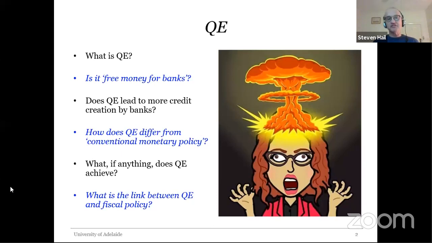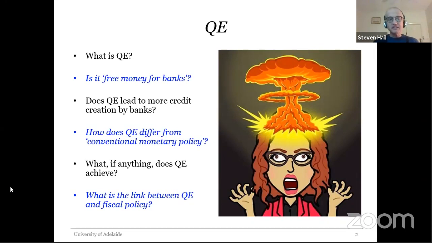Here are some questions you might have as far as quantitative easing is concerned. First of all, what is it? Secondly, is it, as you sometimes hear people say on the internet, free money for banks? Is the central bank just funneling cash into the private banking system to generate banking profits? Are the banks getting something for nothing? Does quantitative easing lead to more lending by banks automatically? Does it increase the money supply by a multiplied amount by enabling banks or encouraging banks to do a lot more lending? How does quantitative easing differ from what the Reserve Bank normally does, or what the Reserve Bank was doing across its history up until the 18th of March?